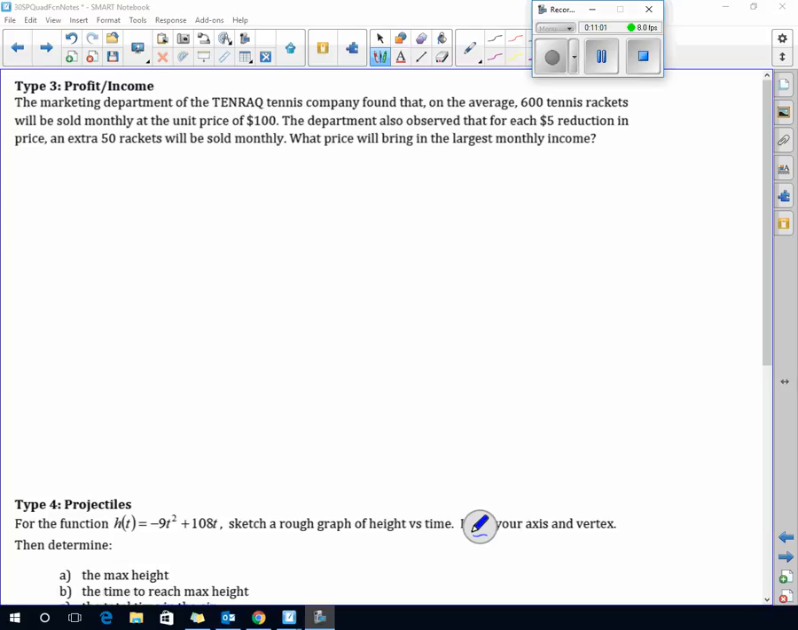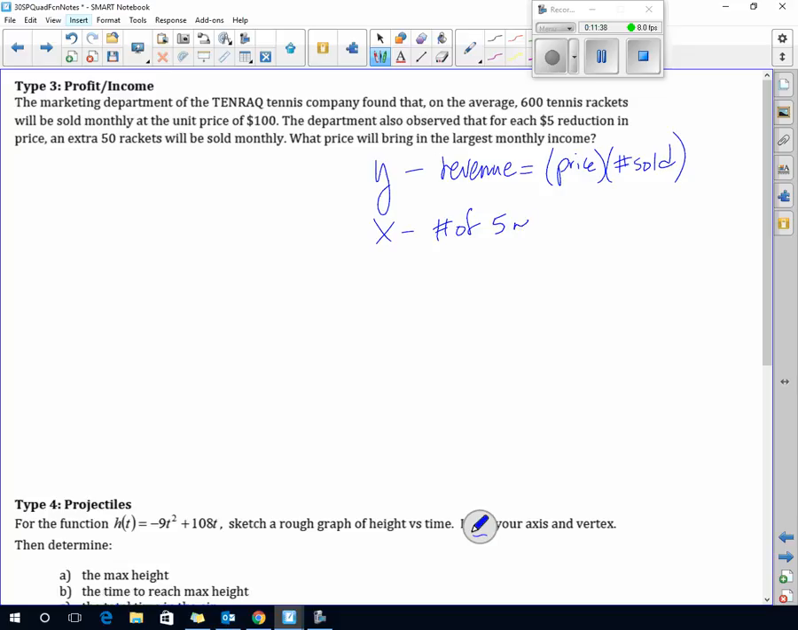So what did I write out every time I saw a question like this? Revenue. Revenue is my y, and that's equal to price times number sold, right? What was the thing that I can control? That's my x. And what is my x going to be? The number of $5 reductions. See? Do you see it's the same thing over and over again? Do you think you could come up with the equation? I'll give you a second to come up with it.